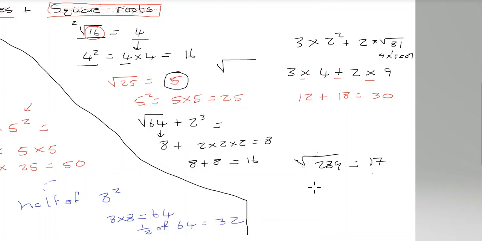That means that if you have 17 raised to the power of 2, which is 17 by 17, that's going to be equal to 289. It's a number that, when you multiply it by itself, will give you the number inside this particular symbol. That's what we mean by square roots and squares. Okay, thank you for listening.